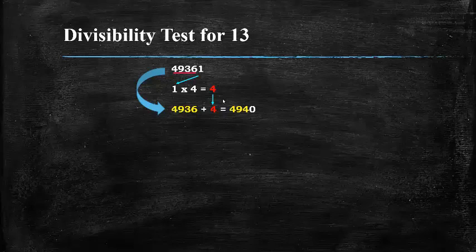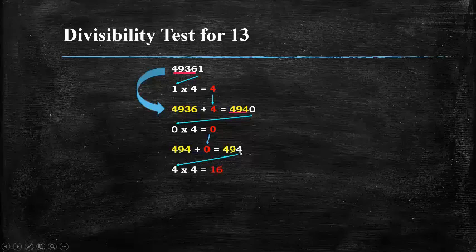Again my focus is on the unit digit. In the unit digit I have the value 0. So 0 will be multiplied by 4. Again I get a value 0 and this value will be added with the remaining value that is 494. So that gives me a value again 494. In this intermediate number, I take the unit digit 4 and multiply it by 4. It gives me a value that is 16. Now 16 will be added with the remaining digits of the number, that is 49. So 49 plus 16 gives me a value that is 65.